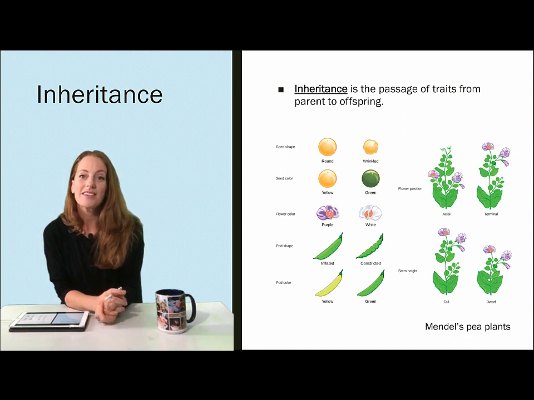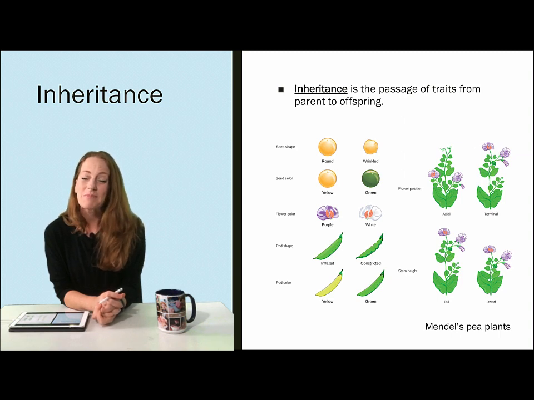Inheritance is the passage of traits from parent to child, or the parent generation to the offspring. This was classically studied by Mendel, and so sometimes you'll hear the term Mendelian inheritance for simple patterns of inheritance of genetic traits. He studied pea plants and other animals, and he's considered one of the fathers of human genetics.